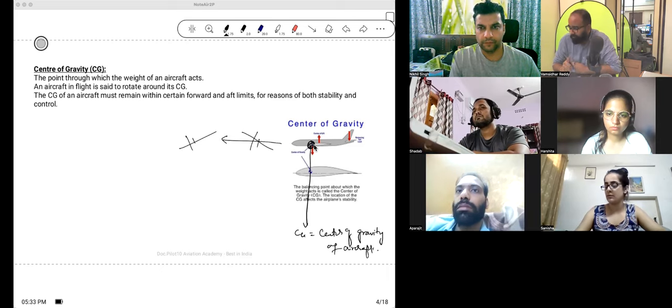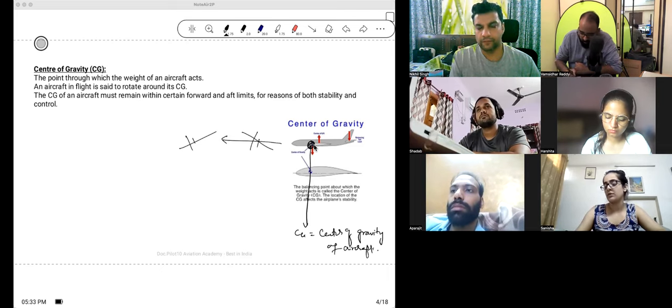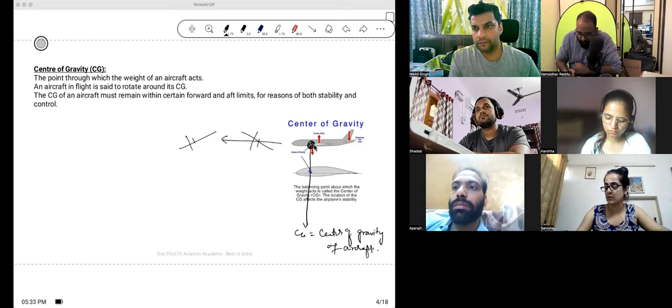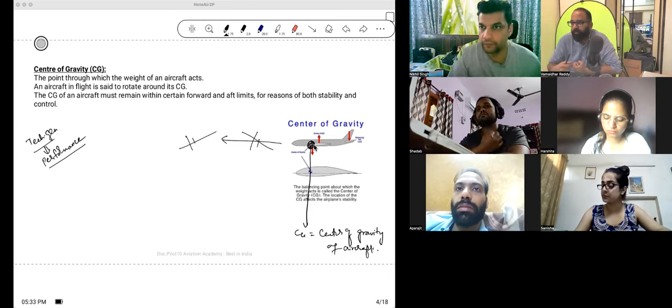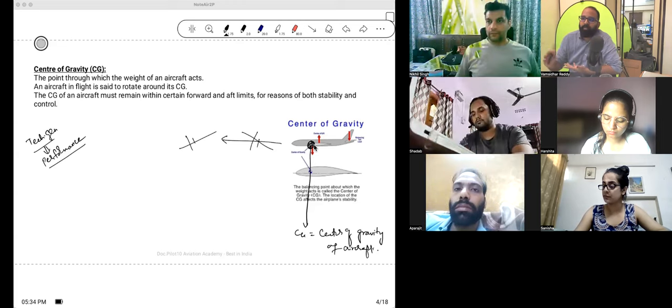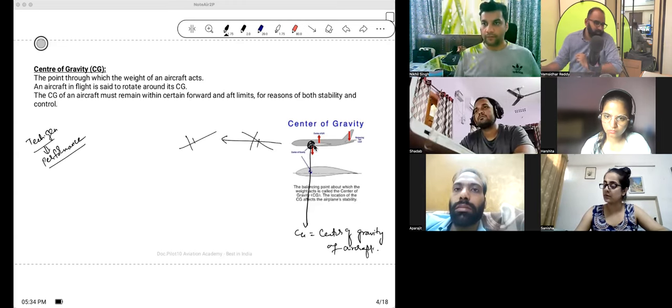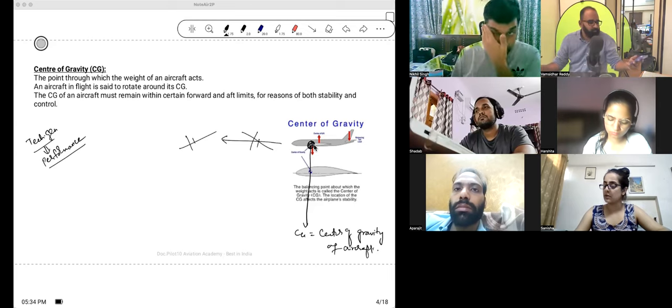Guys, remind me, whoever is attending Tech Gen classes with me, they have to attend performance also. I teach performance in navigation, but the students attending Tech Gen classes will be given access to these performance classes also, because we are trying to understand the real working of an aircraft. Performance is one thing you have to know, where I'll be talking about center of gravity one whole day.